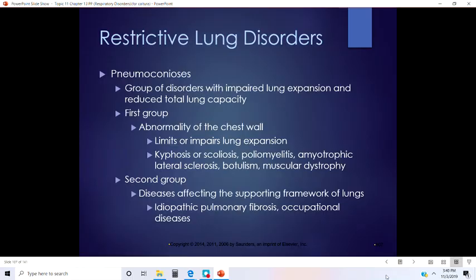The second group of pneumoconiosis we can think of as a group of diseases that affect the supporting framework of the lung, the actual tissue of the lung. Two good examples of this. One would be idiopathic pulmonary fibrosis. Fibrosis is the formation of scar tissue, idiopathic, for no known reason. And then a variety of occupational diseases can also affect the framework of the lung.